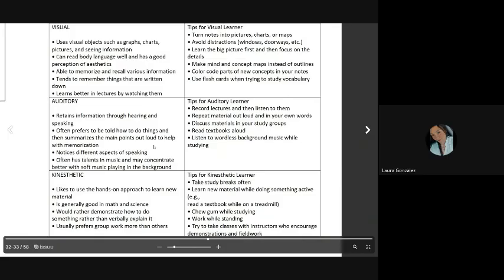The auditory learner retains information through hearing and speaking, often prefers to be told how to do things, and then summarizes the main points out loud to help with memorization. They notice different aspects of speaking, often have talents in music, and may concentrate better with soft music playing in the background.